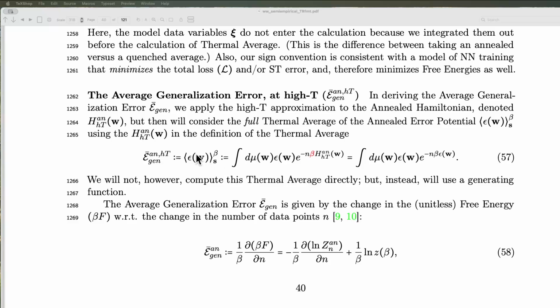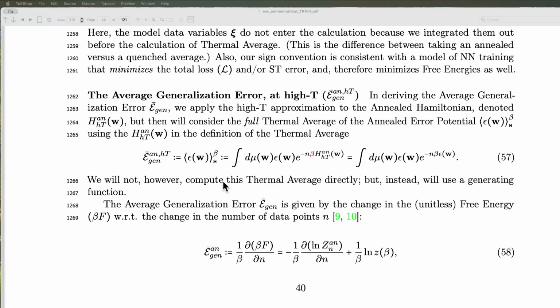But the idea is now, what does it mean to take this average? We take the integral of dμ(W) times ε(W) times our annealed error potential. And because we're at high temperature, this is dμ(W) ε(W) e to the minus βE(W). So this is what it means to take the average. That's the definition of the average. But we're not going to do that.